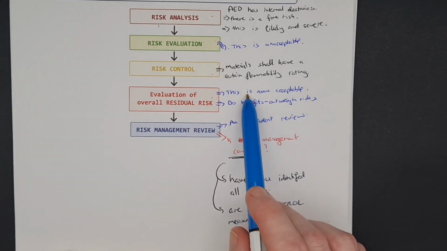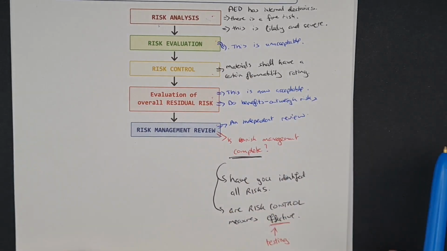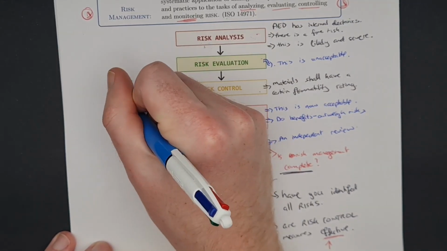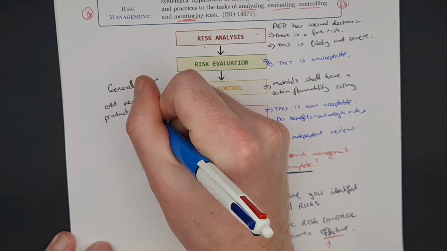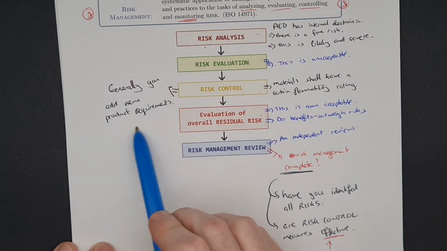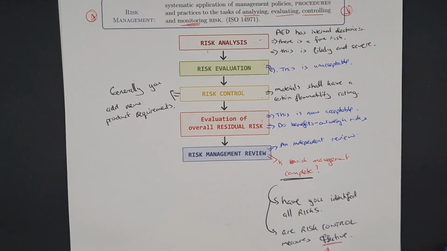Now, the other thing that I might point out here is risk control measures. Say we introduce this risk control measure of the material shall have a certain flammability rating. The normal way that people end up implementing risk control measures, just to get the process going, is you add new requirements, but not always. There are always exceptions to this rule. Okay, and I think I will leave that there, and I shall see you in the next lesson.